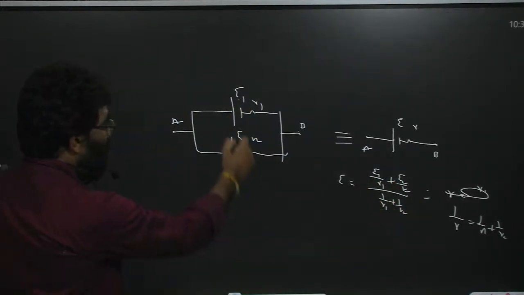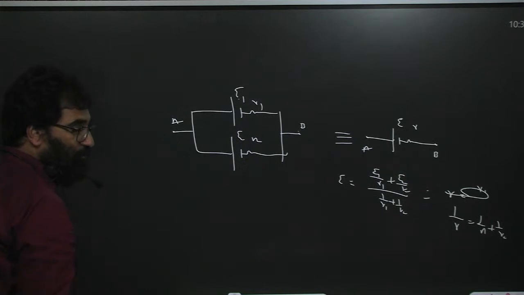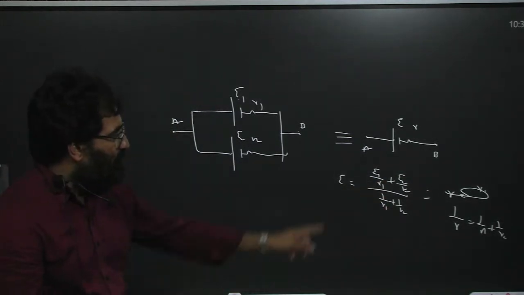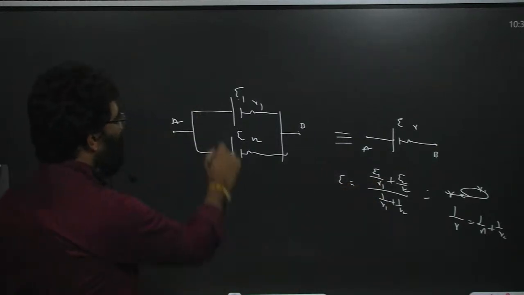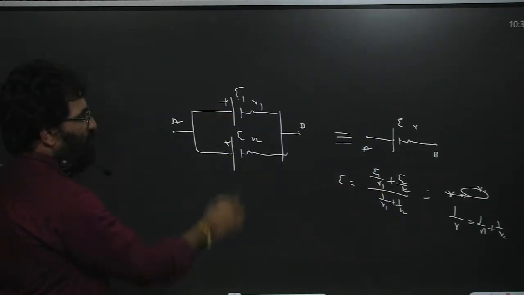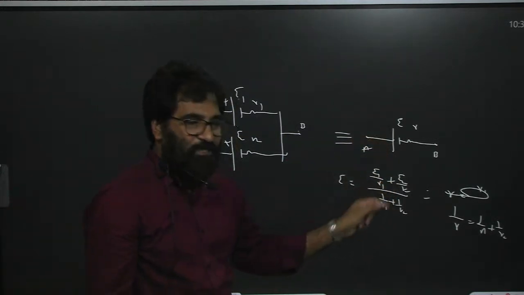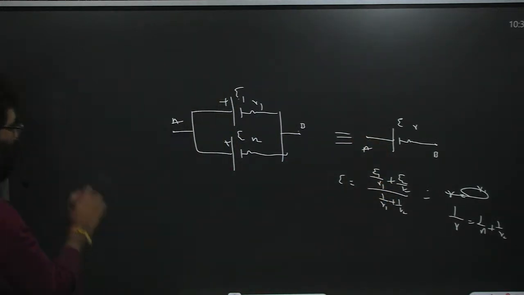Suppose one of the batteries is in the opposite direction, what happens? Keep a minus: E1 by R1 minus E2 by R2. If positive terminals are connected, keep plus only. If a positive and a negative terminal are connected, keep E1 by R1 minus E2 by R2. Take polarity.